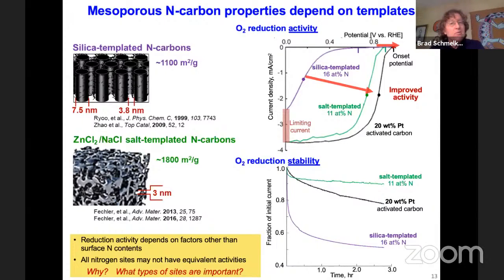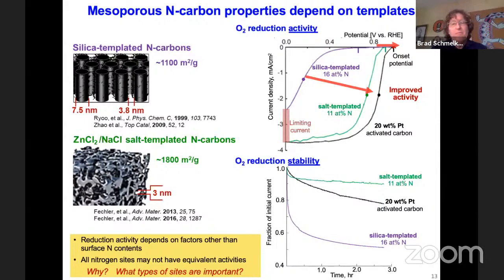Or by the way, if you're not interested in fuel cells, water treatment, supercapacitor properties, or battery-type things, these are all correlated in a different way with these nitrogen sites. And the nature of those sites is probably going to be important to each of these different applications and reactions. The question is, why? What types of sites are important?